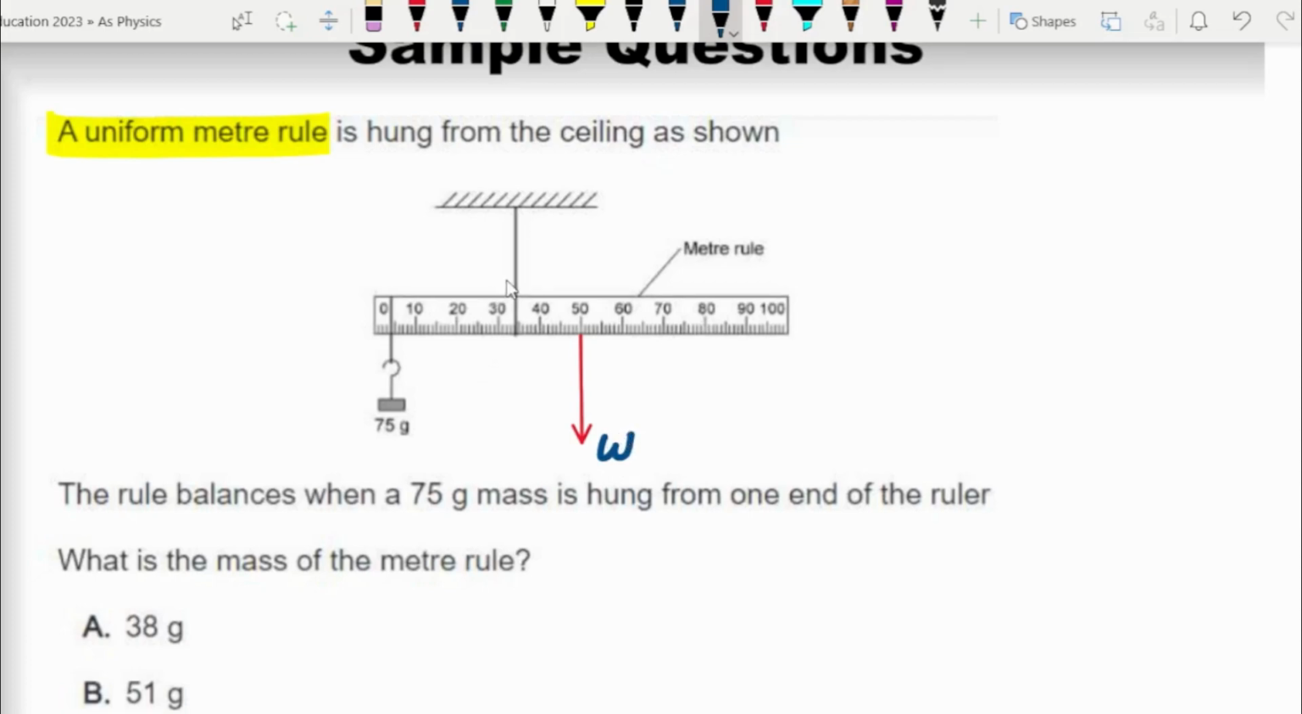And then there's another force which would be through this thread, that is the tension in the string. So we have a total of 3 forces. One force would be here. Because of this mass of 75 grams, there would be a weight, and that weight would be a force. The other force is the tension upward. The third force is the weight of the meter rule itself.